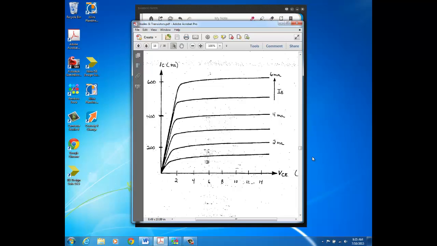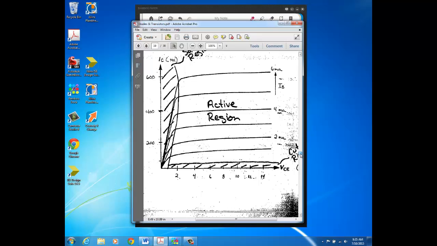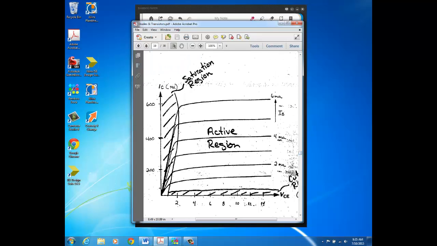Okay, last item here is just some terminology. Here's the same IC versus VCE plot. This region where the curves are relatively flat, where you would operate the transistor as an amplifier, is called the active region, so know that term.